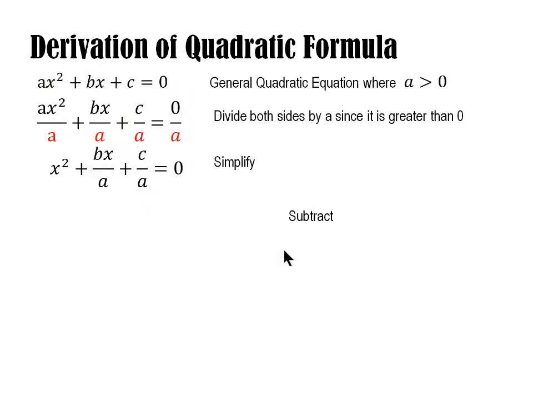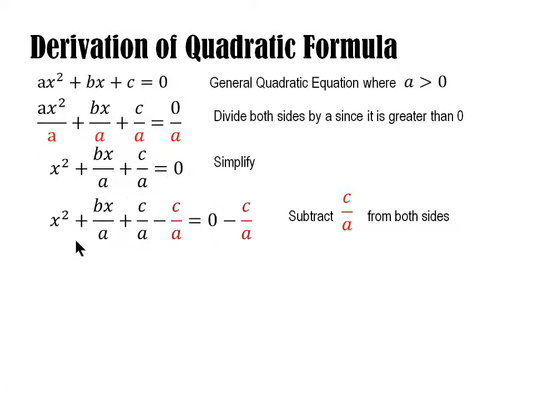Okay, next step, we're going to isolate c over a. So we're going to subtract c over a from both sides of the equation. So we have x squared plus bx over a plus c over a minus c over a is equal to 0 minus c over a. Okay, simplify, we have x squared plus bx over a is equal to negative c over a.